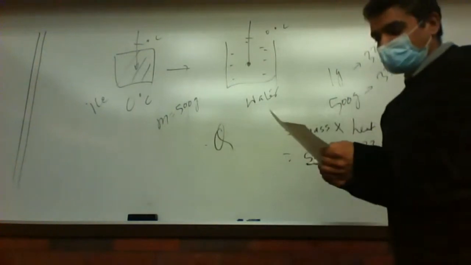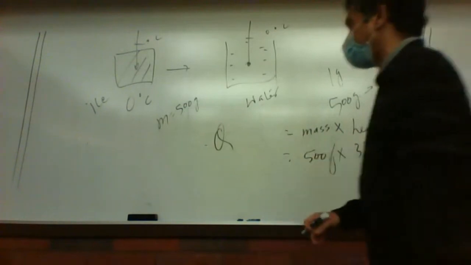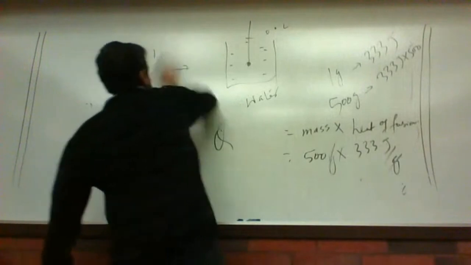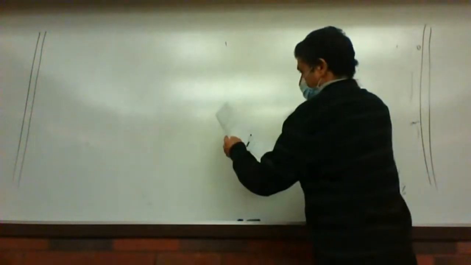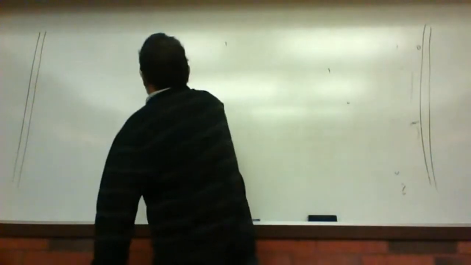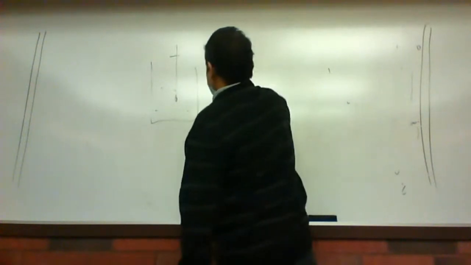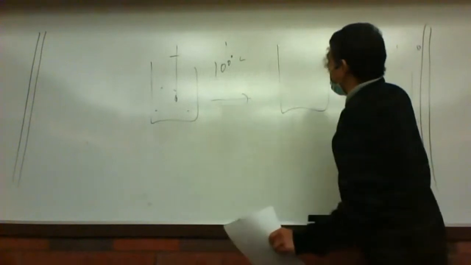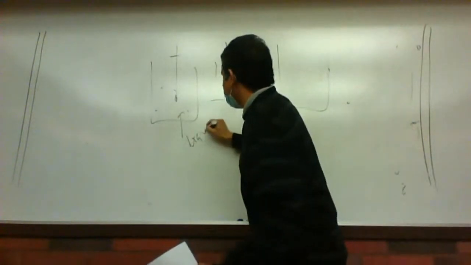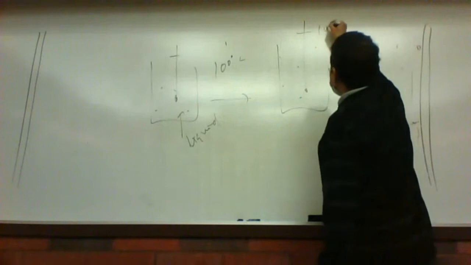Problem number 2. What is the quantity of heat absorbed as 500 gram of water at 100 degrees centigrade is converted to water vapor at 100 degrees centigrade? So here I have water. I put a thermometer here. It is showing 100 degrees centigrade, liquid water. Now I heat it and completely convert it to vapor. I measure the temperature, and still I have 100 degrees centigrade here.